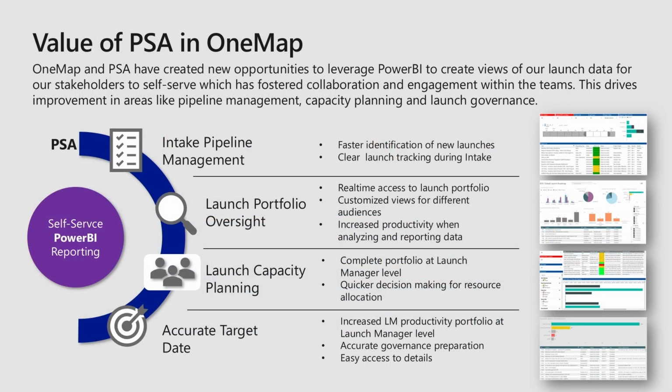So what was the value? Well, as I mentioned, we wanted to try and manage the intake pipeline to make it faster and more efficient. So we created a landing page which allowed customers to come in and spin up their projects. We wanted to be able to provide launch portfolio oversight to the managing teams above that, so they could understand where things were coming from, which teams, and create the dependency trees. And then capacity planning, ensuring that all the dependent services were ready and willing and understanding about what was coming down the pipeline. And then managing towards an accurate target date.